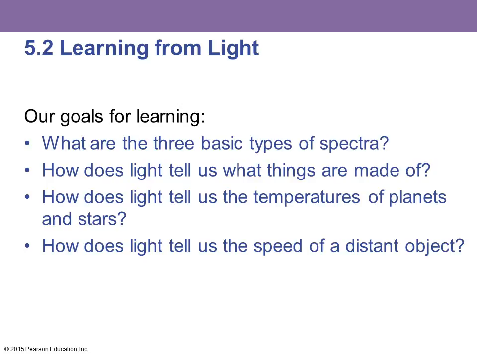This section is called Learning from Light, and our goals are to learn what the three basic types of spectra are. How does light tell us what things are made of? How does light tell us the temperatures of planets and stars? And how does light tell us the speed of a different object?